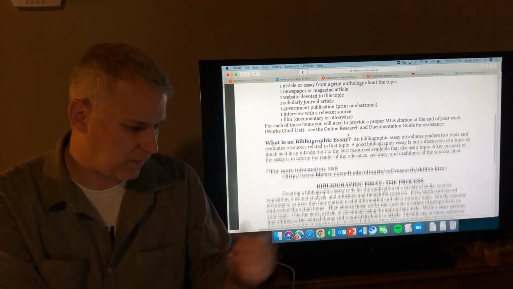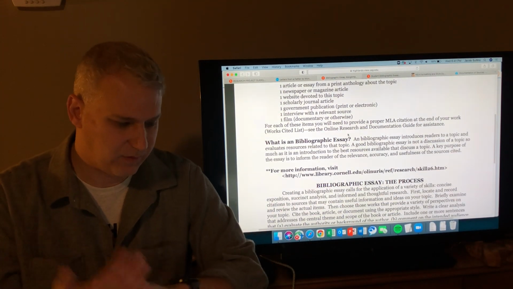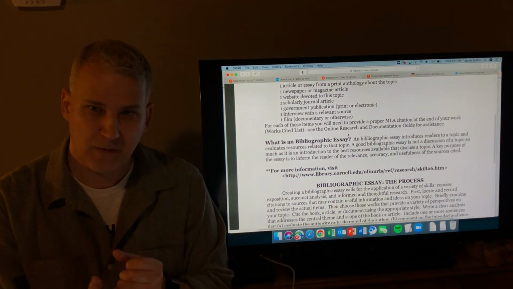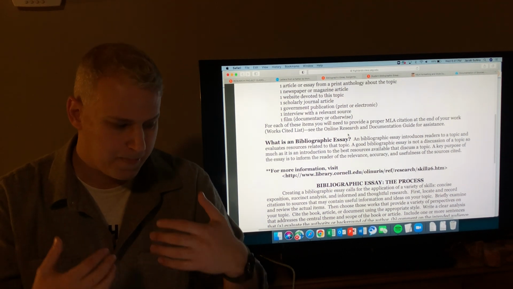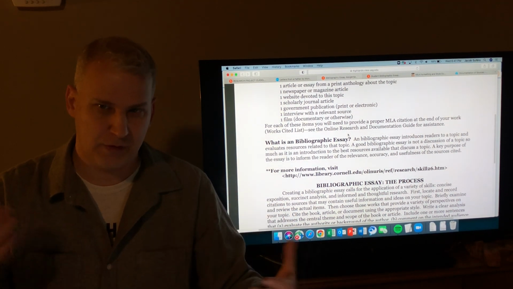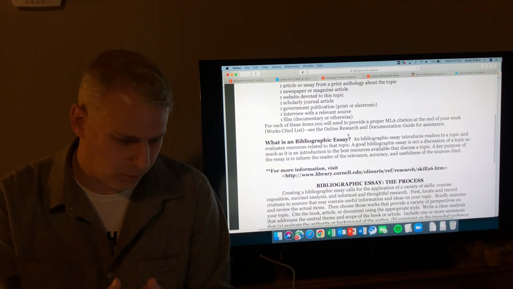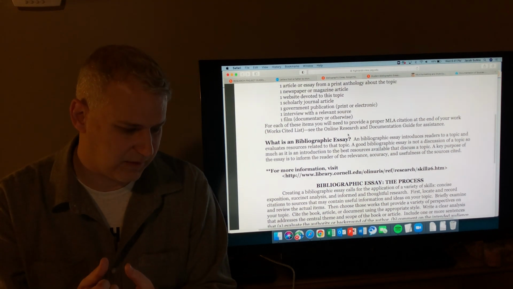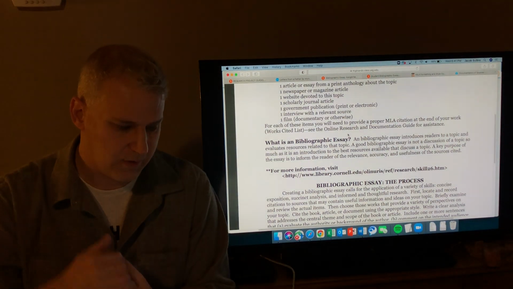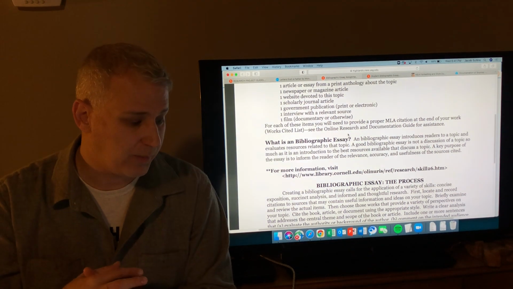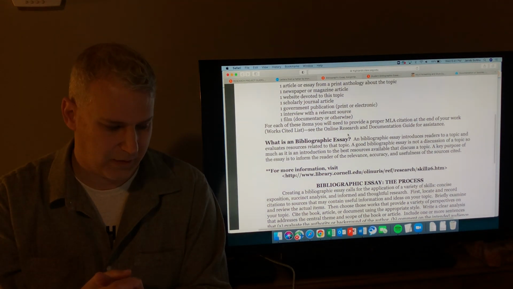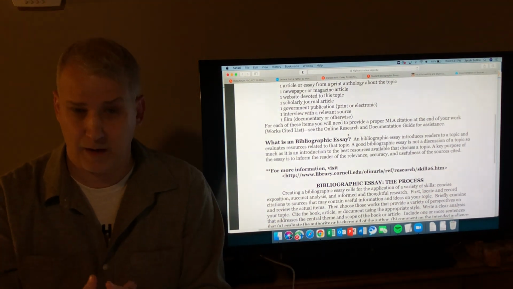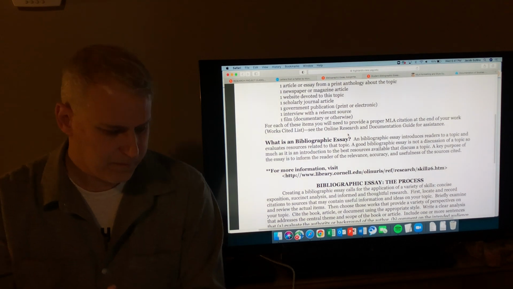And then there's an explanation of what a bibliographic essay is. It introduces readers to a topic and evaluates resources related to that topic so that a person reading your bibliographic essay would have some idea of some good research sources to start with if they wanted to learn more about your topic. A good bibliographic essay is not a discussion of a topic so much as it is an introduction to the best resources available that discuss that topic. And a key purpose of the essay is to inform the reader of the relevance, accuracy, and usefulness of the sources. So you're telling me how good these sources are and how complete they are and how recent they are and those kinds of things.